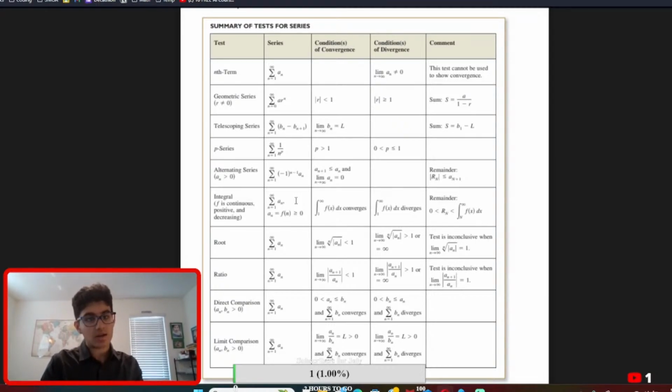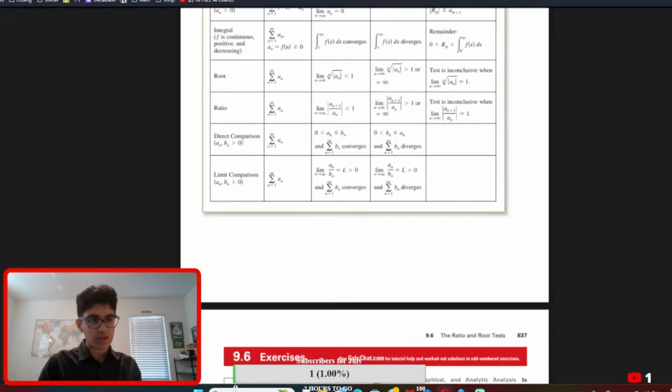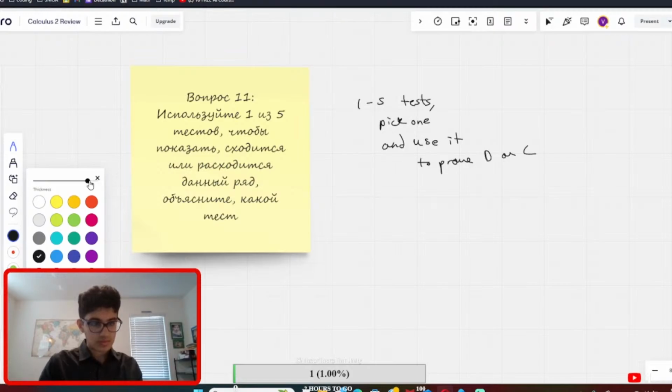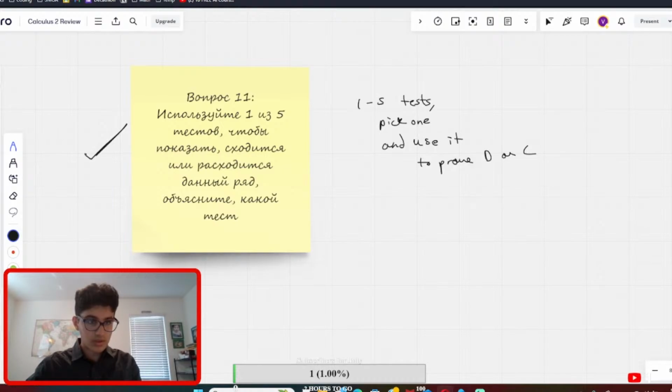Alternating series, as long as the terms are decreasing and the limit of the final term is 0. I know that. P series, that's the easiest one. Nth term, obviously, we know that one as well, right? Geometric series, that one is also known. Telescoping series, it's just a very general thing, like you just know if it converges or not. So okay, that's fine. We're ready for this one as well. Nice. Good. Done with this one.